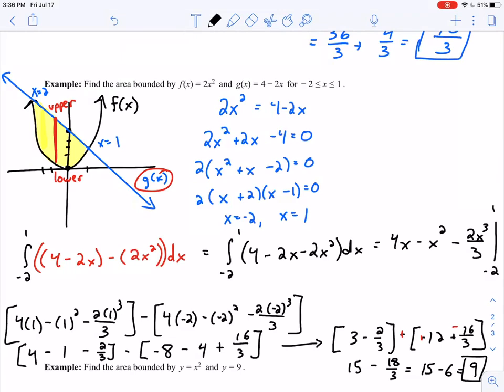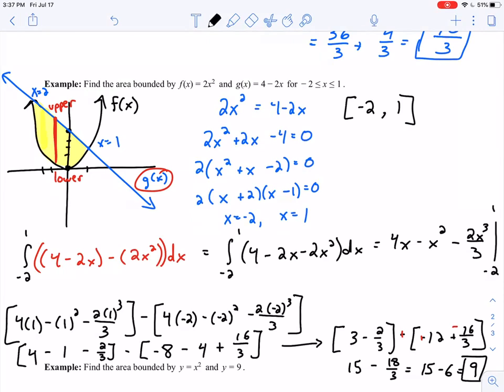So a lot of work, I think, went into setting this up. We had to make sure that we didn't have a point of intersection within our interval. That was the first thing that we did. Actually, excuse me, that was the second thing we did. The first thing that we did was actually graph the two functions together. So we graphed the two functions. We verified that the points of intersection were either on the endpoints like they are here, or if they're outside of that interval. If they're outside of -2 to +1, then we don't have anything to worry about.